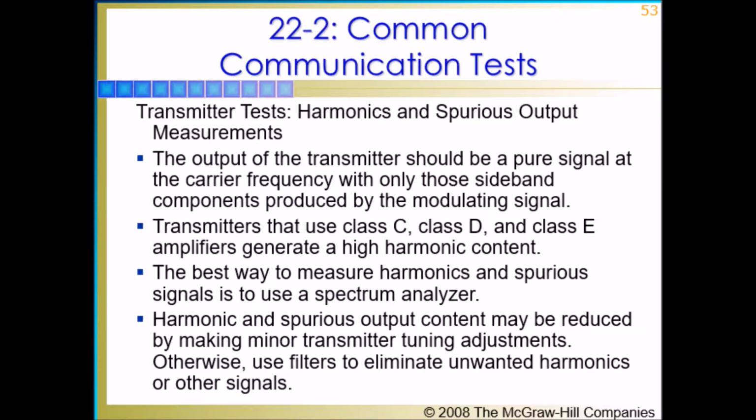Another problem is that other spurious signals can be generated by transmitters. In high-power transmitters, particularly, parasitic oscillations can occur. These are caused by the excitation of small tuned circuits whose components are those stray inductances and capacitances in the circuits or the transistors or the tubes involved. It may be possible to reduce the harmonic and spurious output content by making a minor transmitter tuning adjustment.